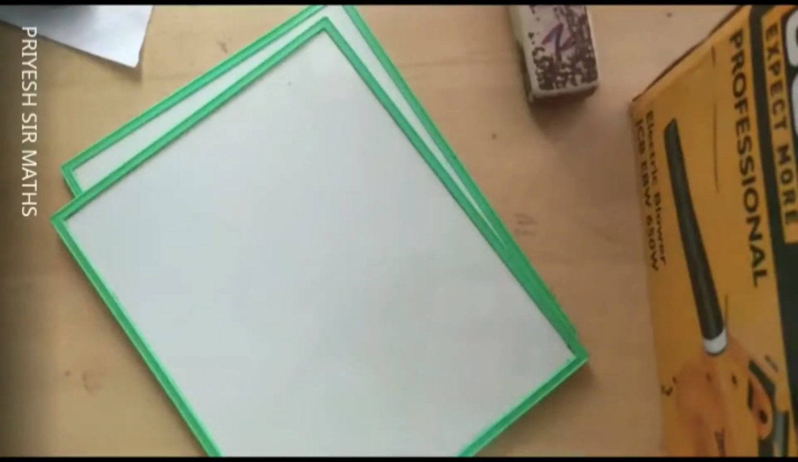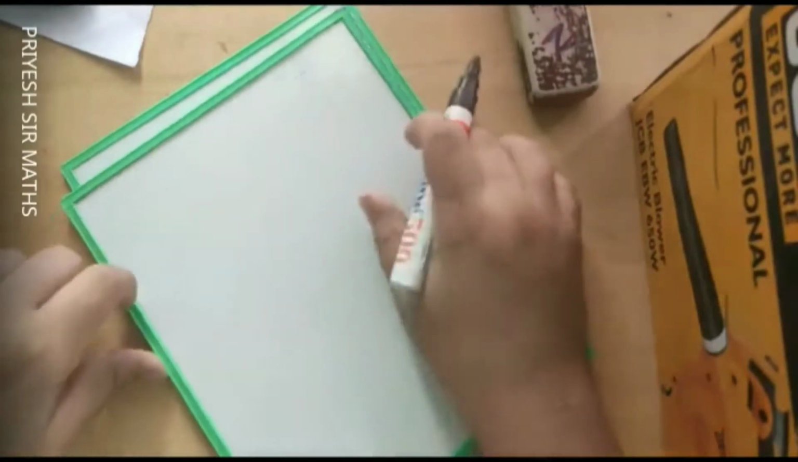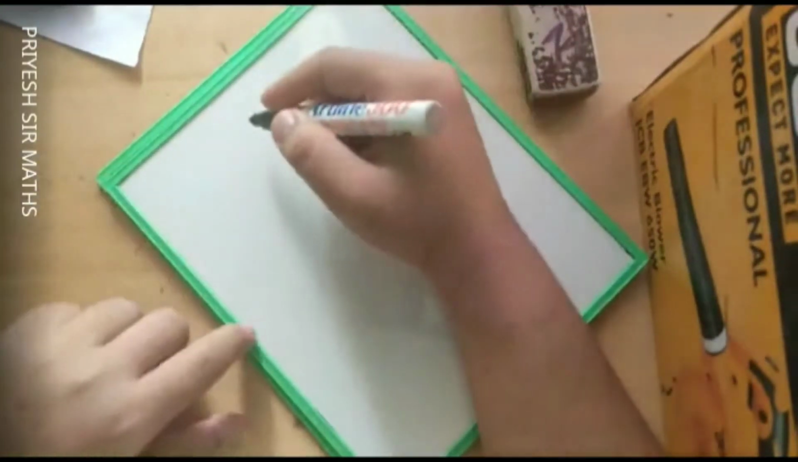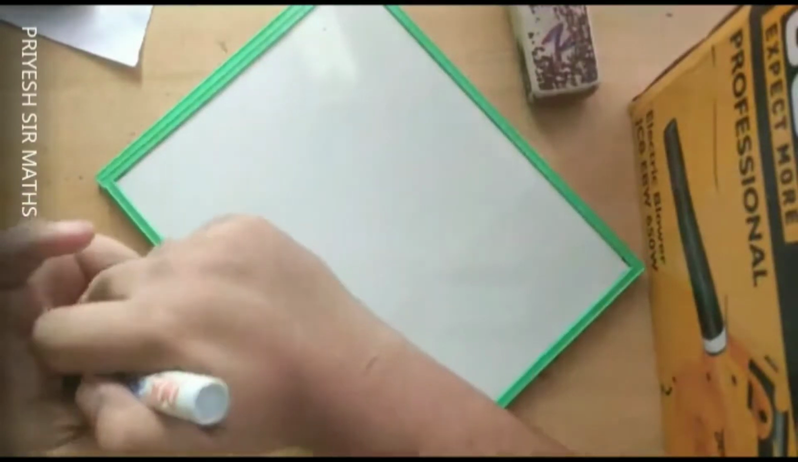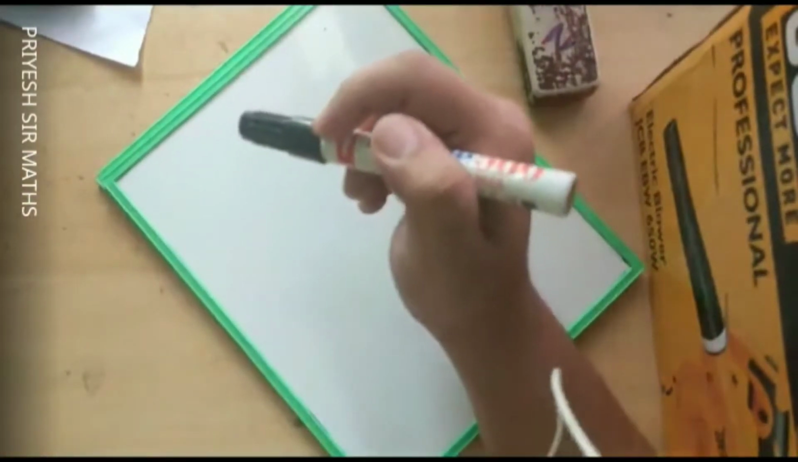Finding the square root by long division method. Okay, ready? So I want someone to give me a number so that we can find the square root of that by long division method. 1225.